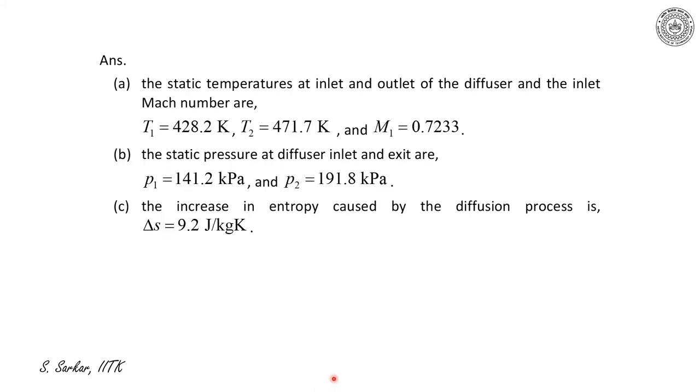Thus, the answer is the static temperature at inlet and exit of the diffuser as T1 equal to 428.2 Kelvin and T2 equal to 471.7 Kelvin. You please appreciate the increase in temperature. And the Mach number at inlet is 0.7233. Furthermore, the static pressure at inlet and exit, P1 as 141.2 kilopascals, P2 is 191.8 kilopascals. So please appreciate the increase in static pressure because of the diffusion process. Furthermore, since the diffusion process is a non-isentropic process, because there will be an increase of entropy during the process, delta S is given by 9.2 joule per kg per K.